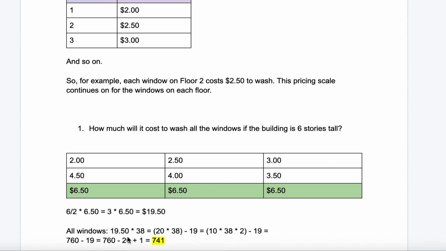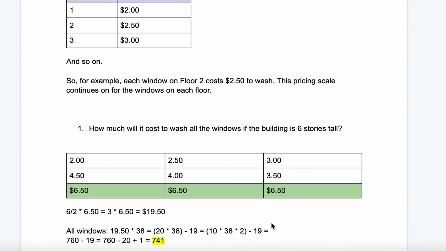And 19.50 times 38 might be more easily solved as 20 times 38 minus 1/2 of 38, which is 19, which is 10 times 38 times 2 minus 19. So we get 380, 760 minus 19. And we can even take the final easy step, right? Rather than subtracting 19, we subtract 20. And then we add 1 back, and we get 741.